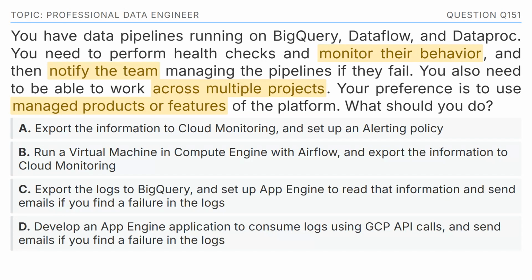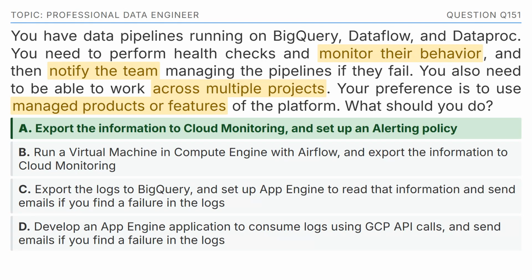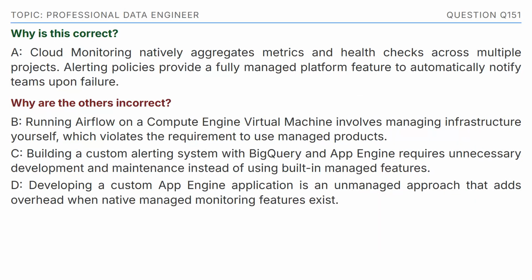To arrive at the correct answer, we focus on the keywords: monitor their behavior, notify the team, across multiple projects, managed products or features. The correct answer is Option A, export the information to Cloud Monitoring and set up an alerting policy. Why is this correct? A. Cloud Monitoring natively aggregates metrics and health checks across multiple projects. Alerting policies provide a fully managed platform feature to automatically notify teams upon failure.